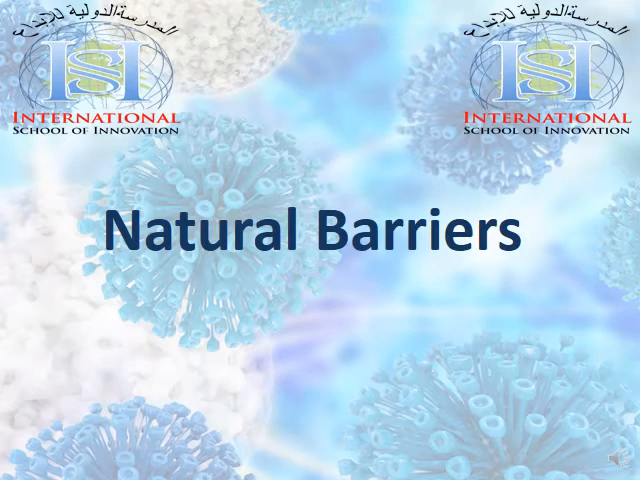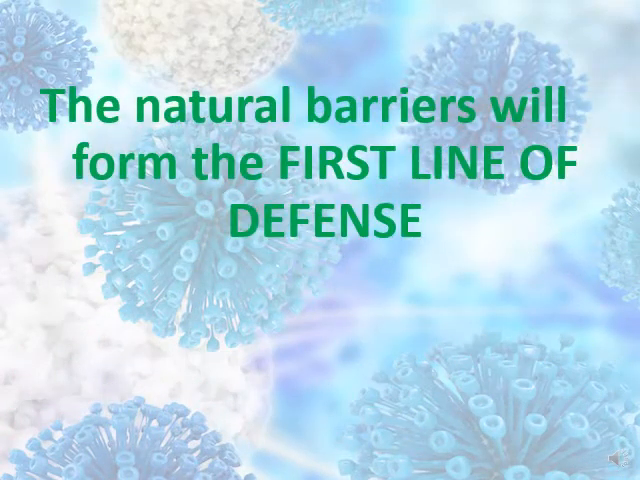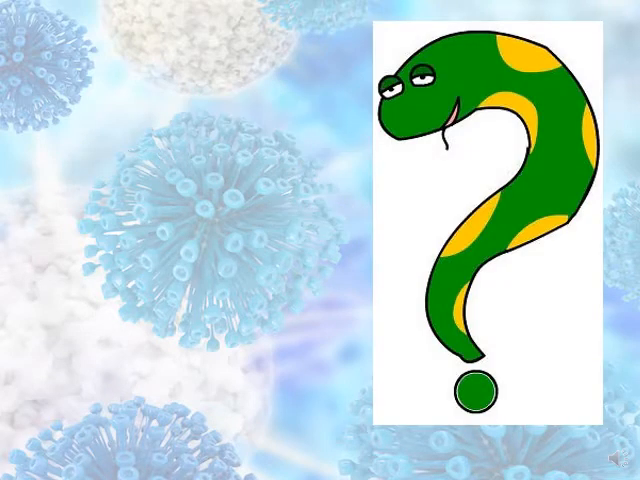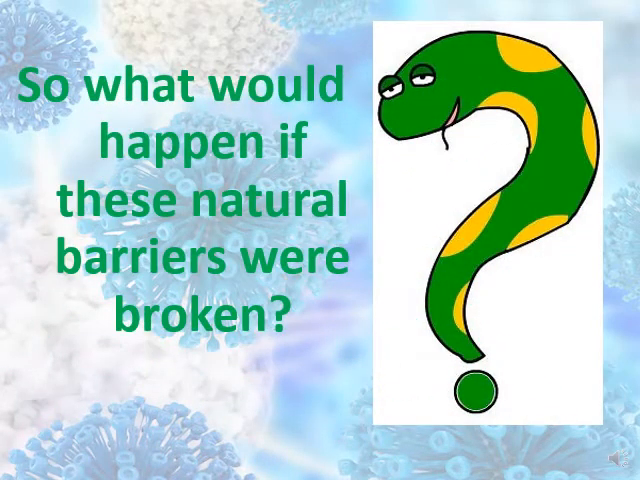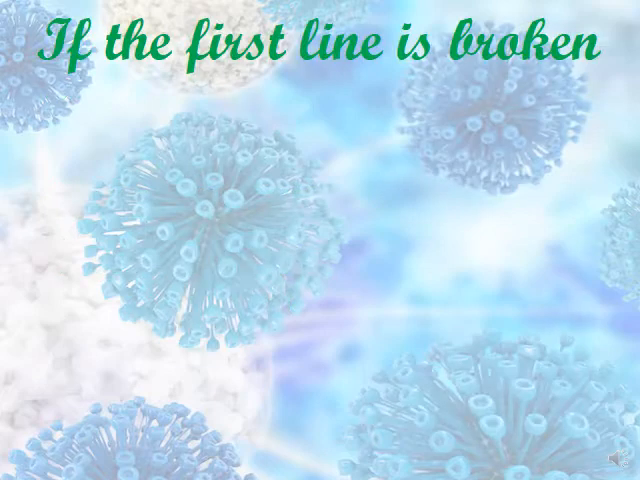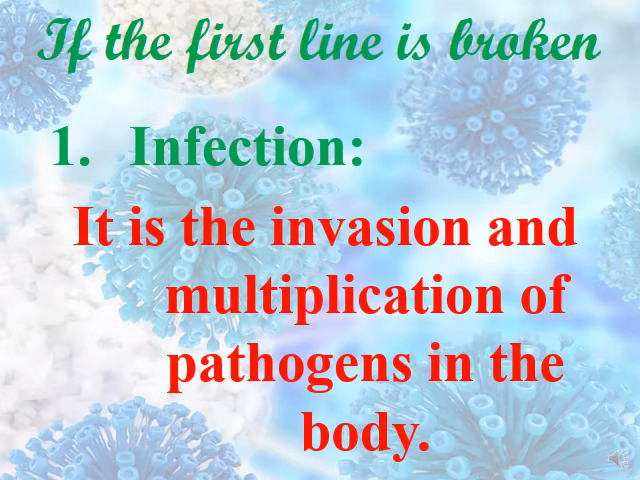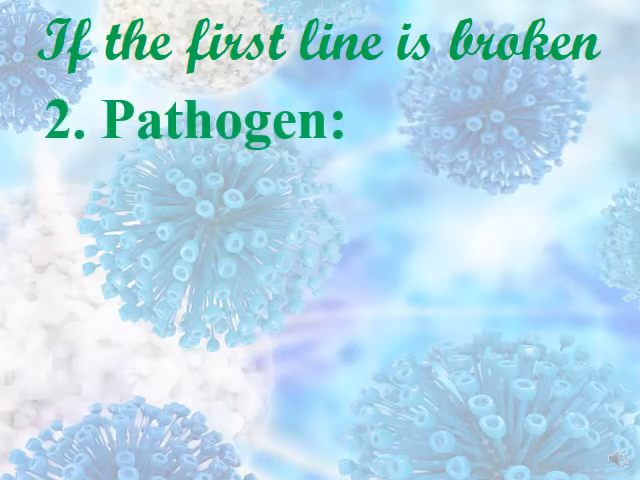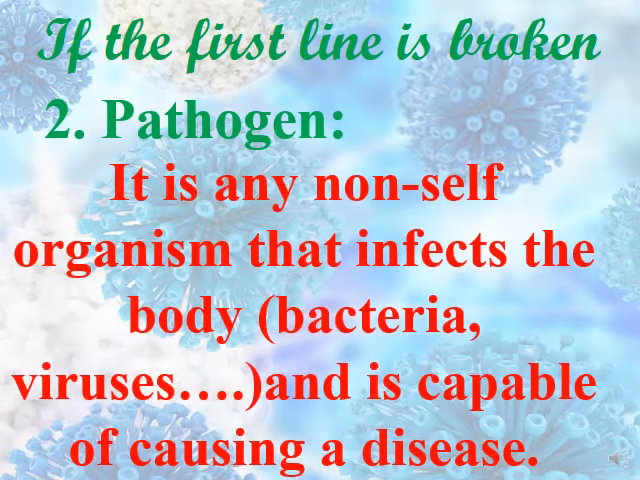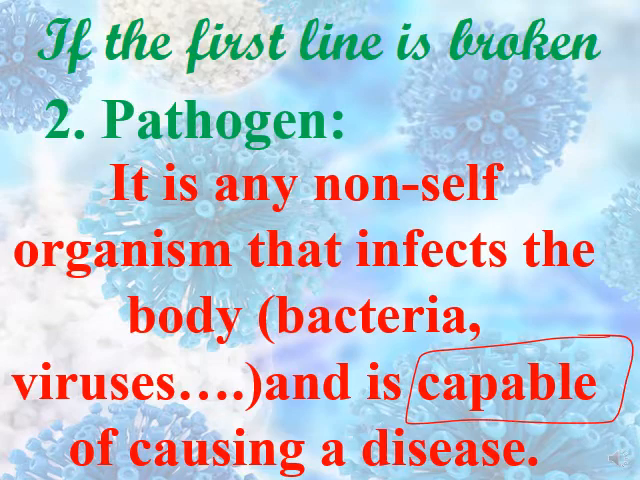Let's move now to the natural barriers. Natural barriers form the first line of defense inside the body. So what would happen if these natural barriers were broken? If the first line of defense is broken, we have infection. Infection is the invasion and multiplication of pathogens in the body. What is a pathogen? It's any non-self organism found in the body that infects the body, like bacteria, viruses, and others, and it's capable of causing a disease.